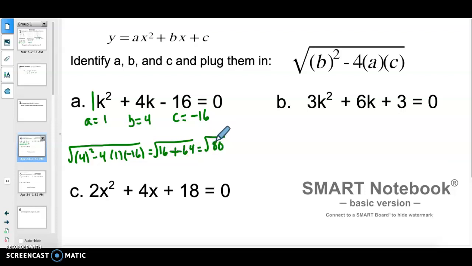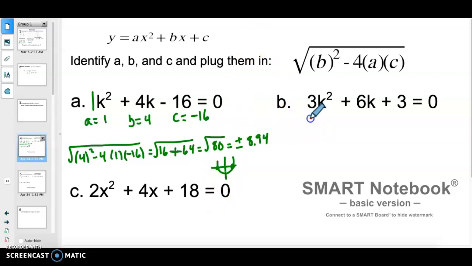So if we took square root of 80 in our calculator or in our phone, we would get plus or minus 8.94. I'm going to round it there. So because we had a positive value underneath the square root, we got two solutions. What that means is if I were to graph a parabola, it's going to hit the x-axis in two different spots. So it's going to have two solutions.